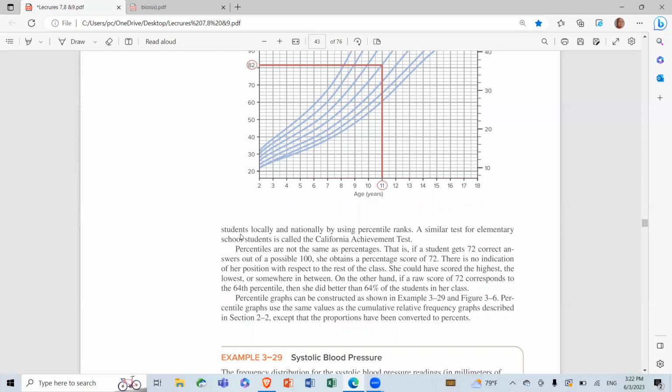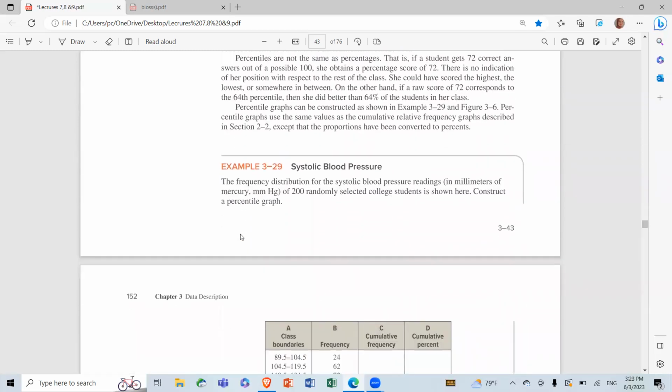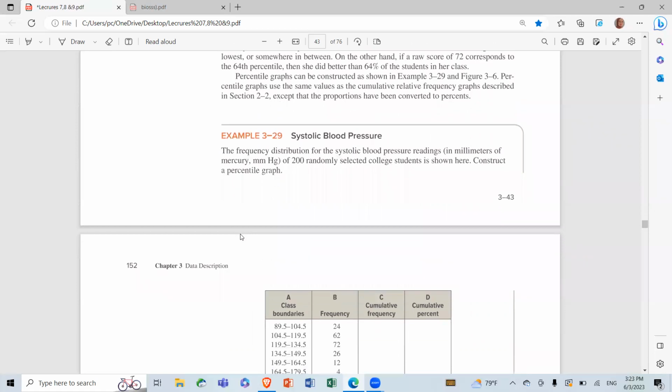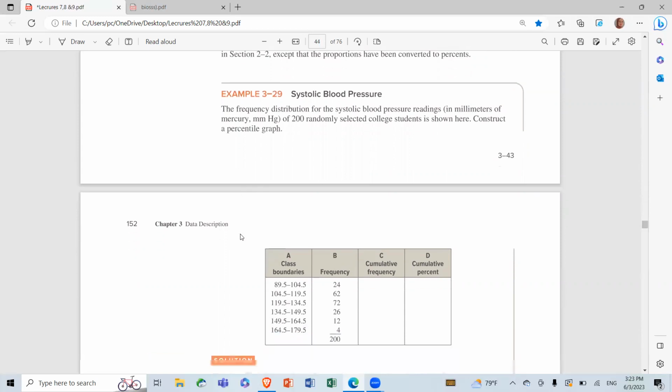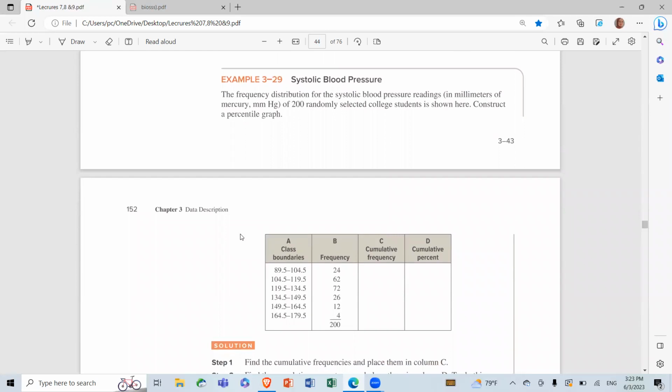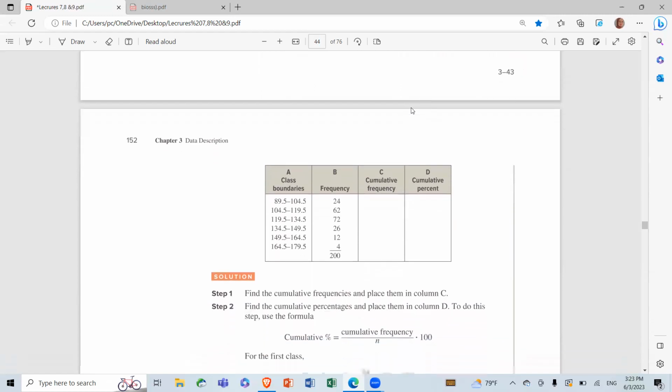Percentile graphs can be constructed as shown in example 3.29. Figure 3.6 percentile graphs use the same values as the cumulative relative frequency graph described, except that the proportions have been converted to percent. We will do example 3.29, systolic blood pressure. The frequency distribution for the systolic blood pressure readings in millimeters of mercury of 200 randomly selected college students is shown here. Construct a percentile graph.